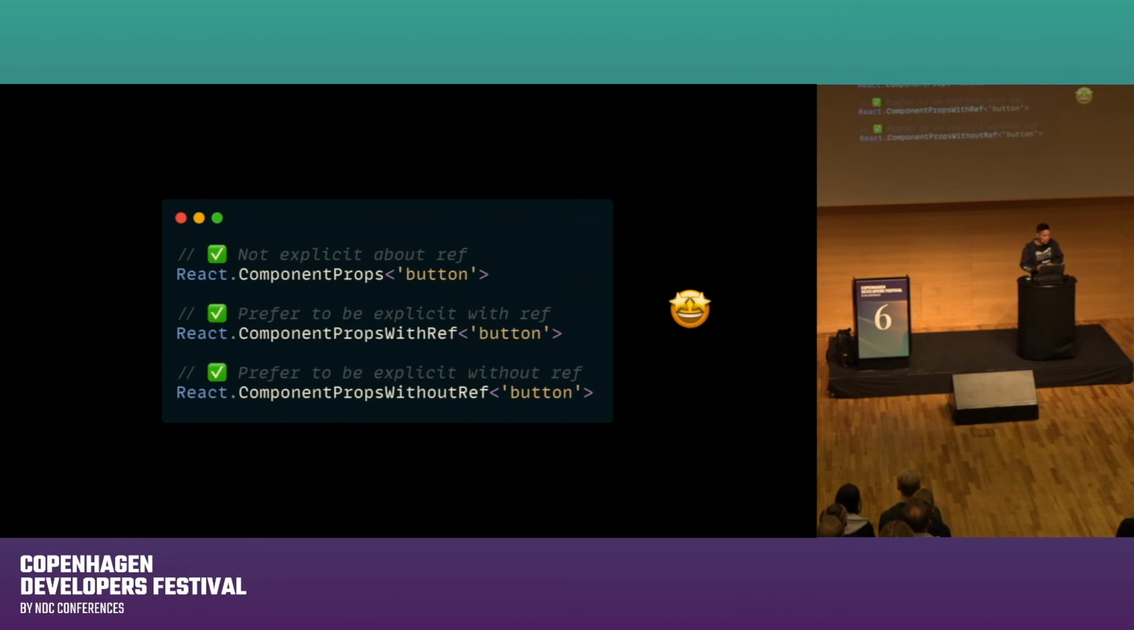You won't have to do that with these, because I think the most accurate and least problematic types to work with for me are basically these. If you prefer not to be explicit, you can use component props. And if you prefer to be explicit with your ref, then use either with ref, if you're sure you want to wrap your component with a ref, or component props without ref. So these are the safest types, I think, that you can get.